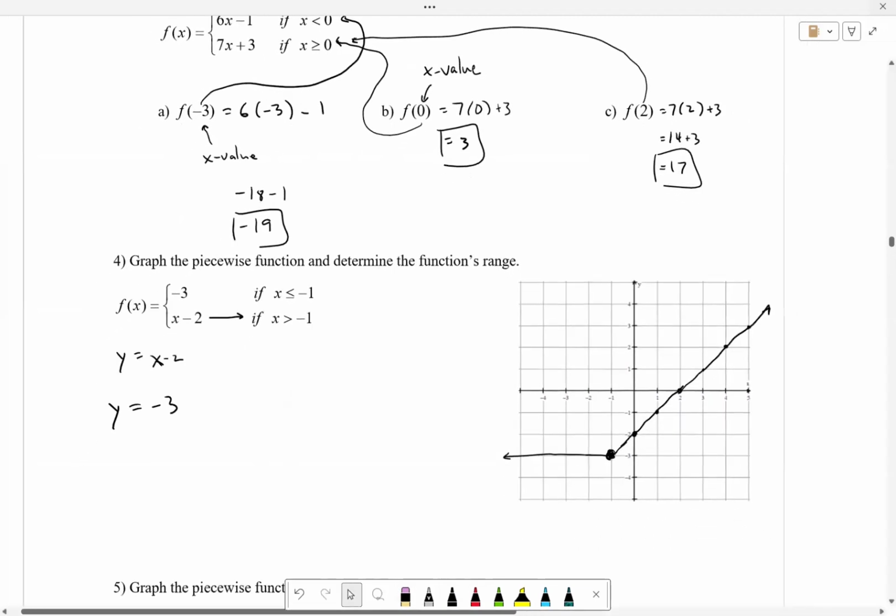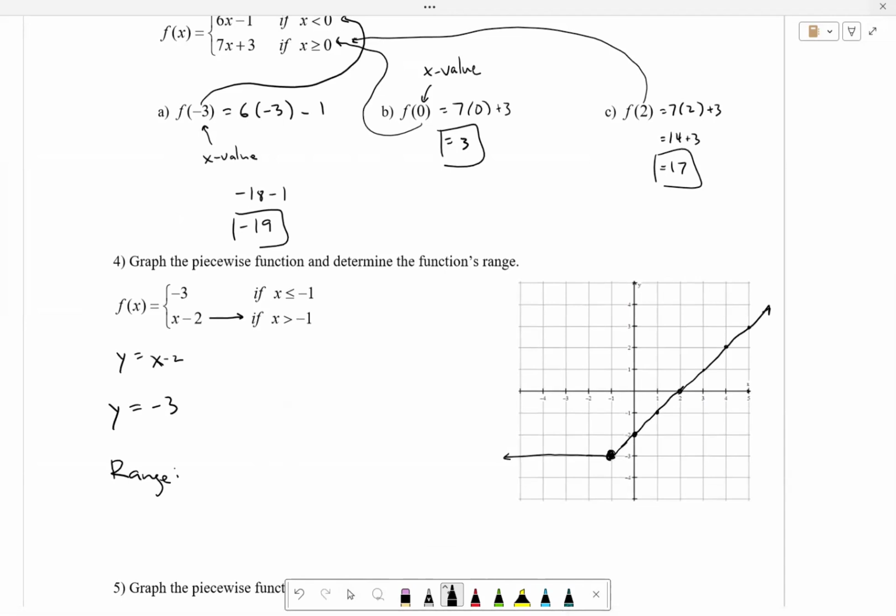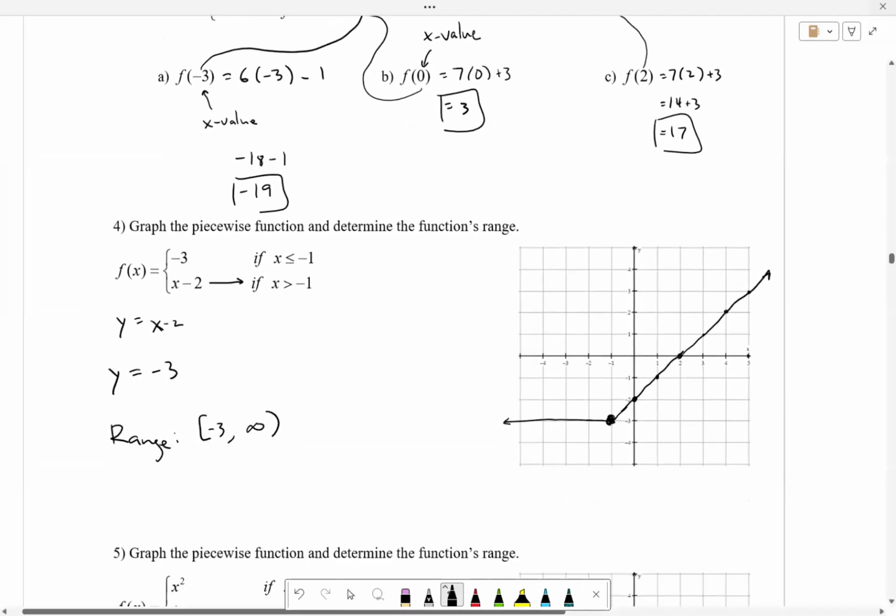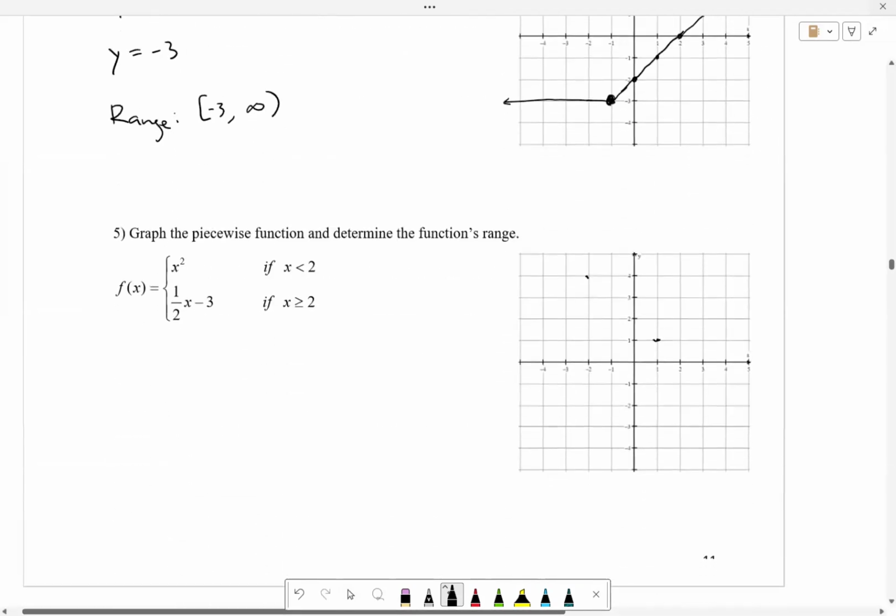Oh, it's also asking for the range. So I'm going to go from floor to ceiling. So range, let me fix my eraser here. The range, the floor of this function is -3. It includes -3 and it goes up how high? Forever. That's what that arrow is saying. That's the range. Graph the piecewise function and determine the function's range.